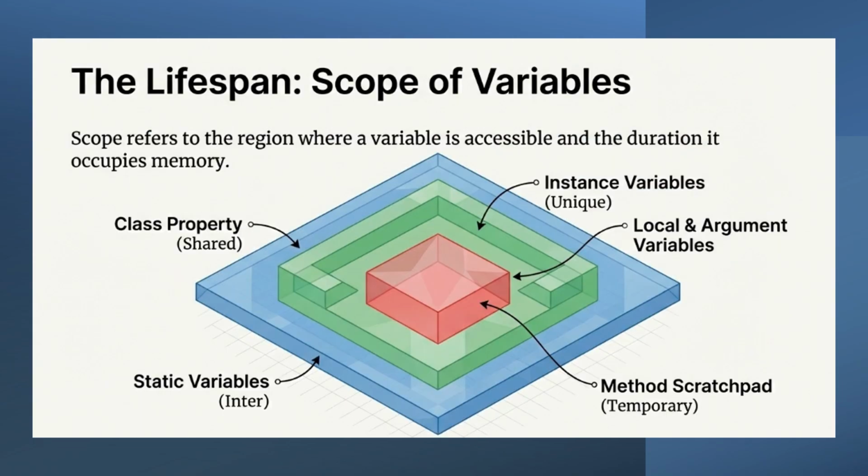The scope of variables defines where a variable can be accessed and how long it stays in memory. Class/static variables are shared. Instance variables are unique to each object. And local/argument variables exist only during method execution. Understanding scope prevents memory misuse and errors, helping you choose the right variable type for efficient and organized programs.